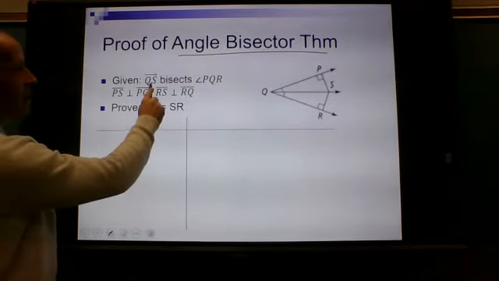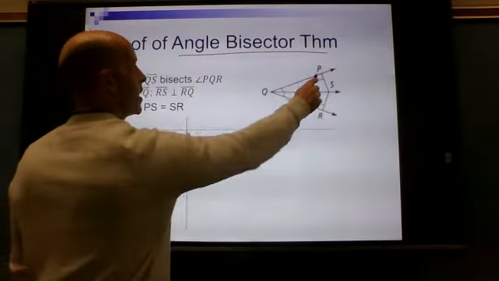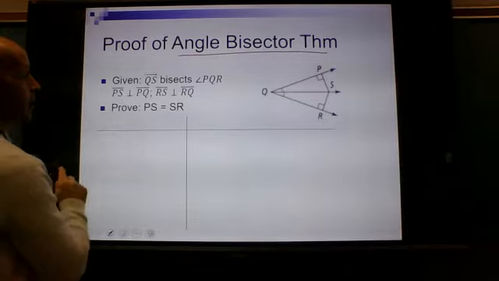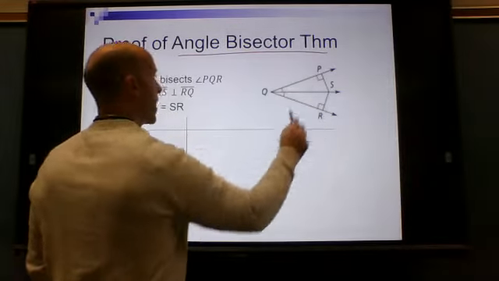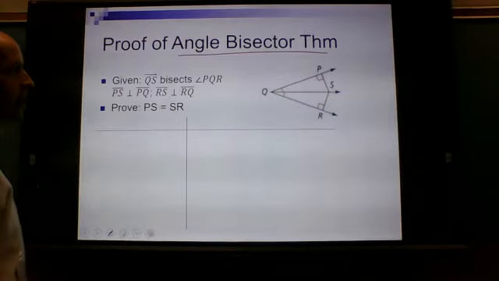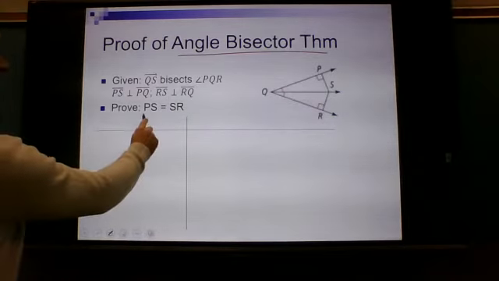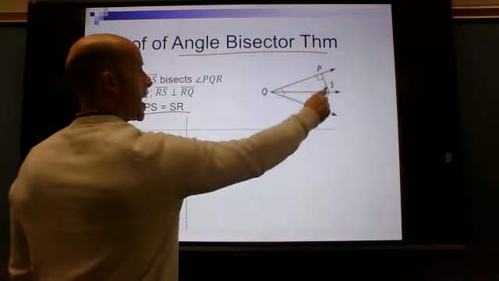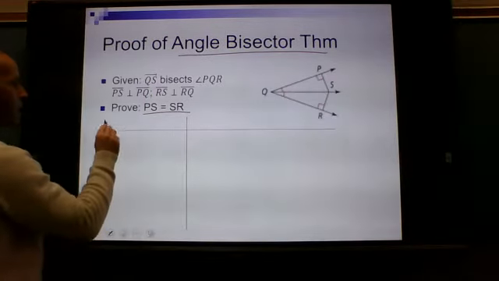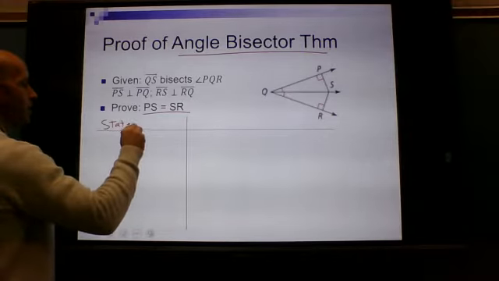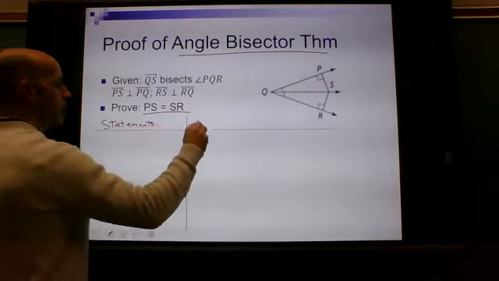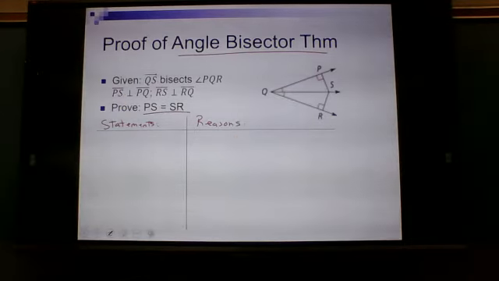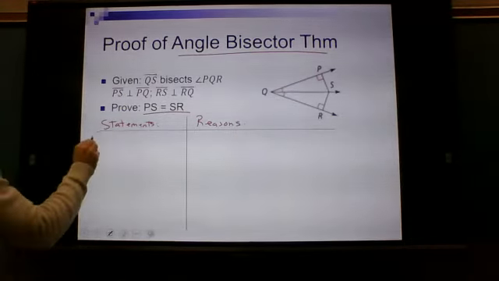It says, given that ray QS bisects angle PQR and that PS is perpendicular to QR, that's why there's a little right angle symbol, and RS is perpendicular to QR, we want to prove that those two segments are congruent, namely segment PS and segment SR. So here are our statements, and here are our reasons. So I want to prove the theorem we just discussed. So I'm going to start with number one.